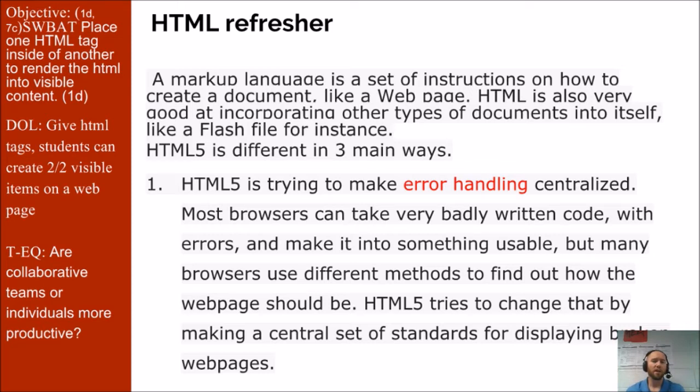There are 3 main ways that HTML5 is different than just regular HTML. The version before 5, though, is obviously 4. The first one is HTML5 is trying to make error handling centralized. Most browsers can take very badly written code with errors and make it into something usable, but many browsers use different methods to find out how the web page should be. So HTML5 tries to change that by making a central set of standards for displaying broken web pages.